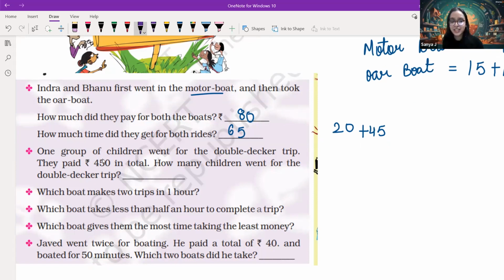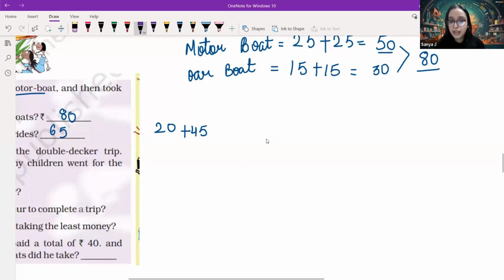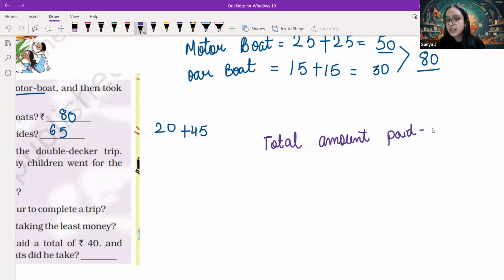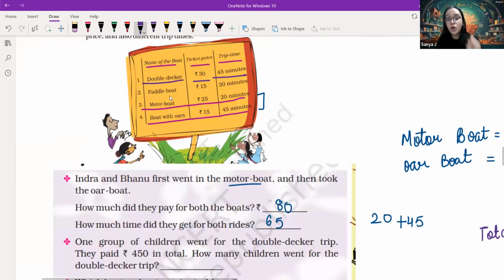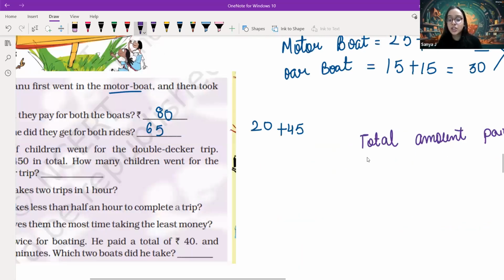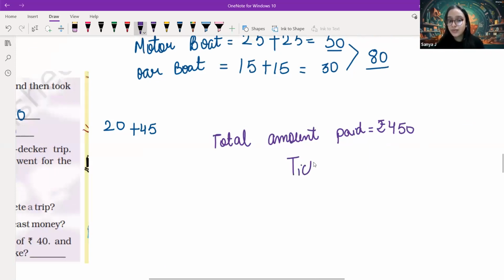Now, this is an interesting question. So, what's the total amount paid? Total amount paid is 450 rupees. Yes? Yes. Okay. And what's the cost of one trip? That is 30 rupees. Ticket price is 30 rupees.